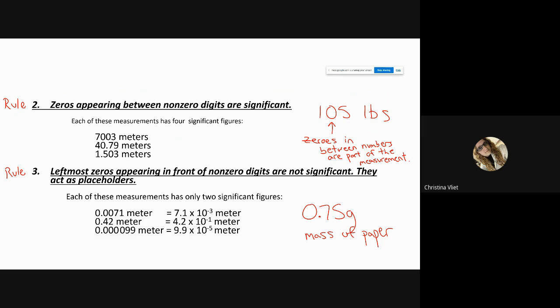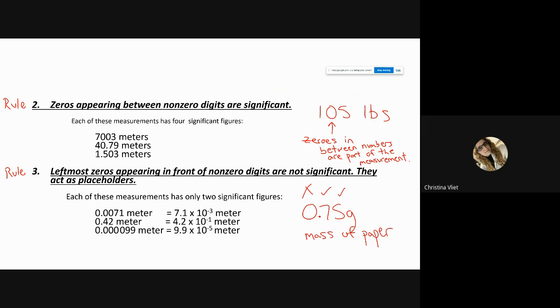So I have a question for you. Now that you've all seen that number on the scale, is the 5 a measured number? Does the 5 matter? Is that part of the measurement? Yes. Is the 7 part of the measurement? Yes. Is the 0 part of the measurement? No. Is there part of the paper here that's 0? It doesn't matter.